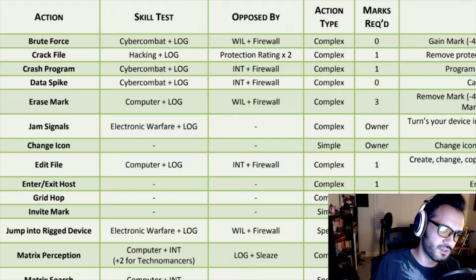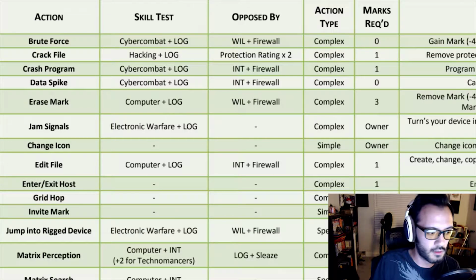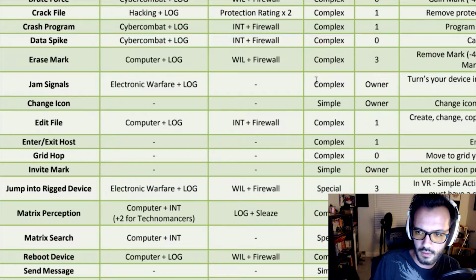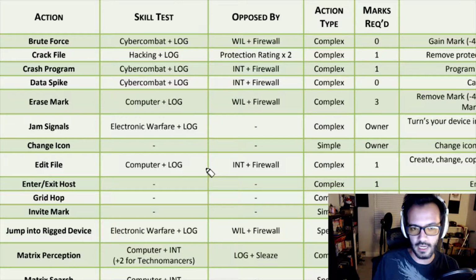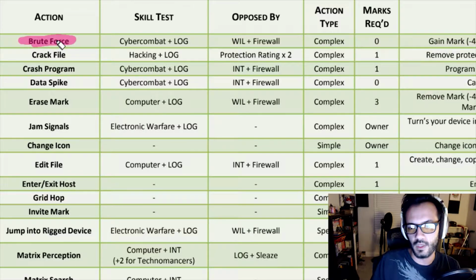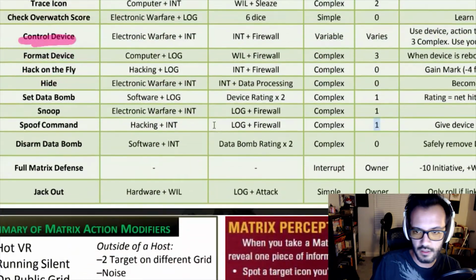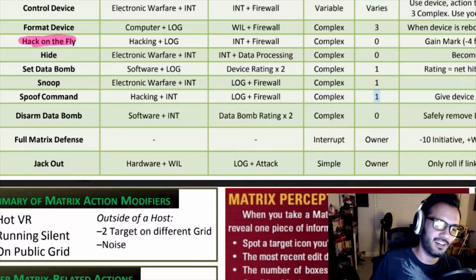Okay, so first we're going to go over 2 actions, actually, at once. Right, so we have to start with the 2 actions that get you marks, because that's how you open up your actions, is you need to get marks on a device before you can do anything. So there's something called brute force, and then there is something called hack on the fly.